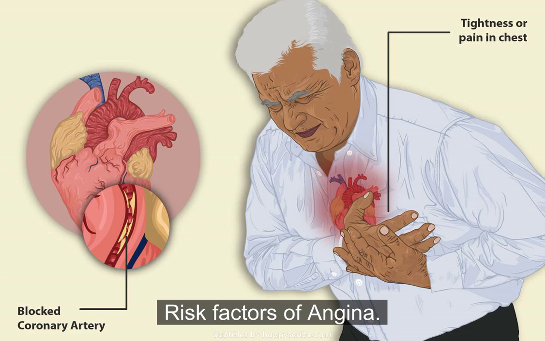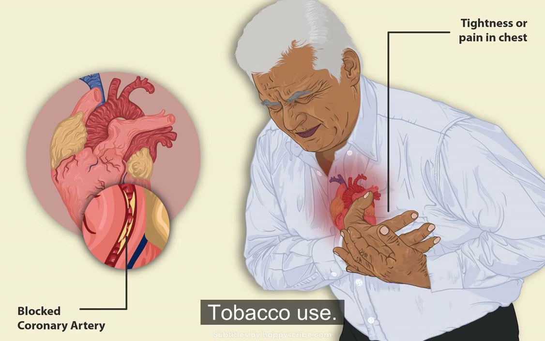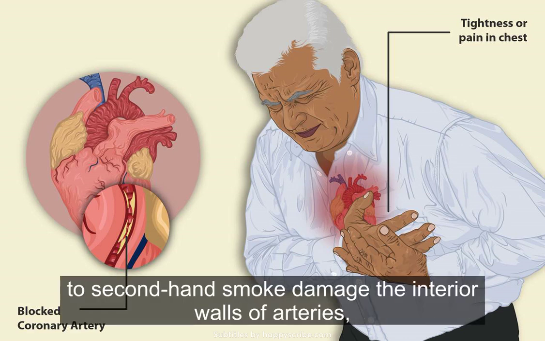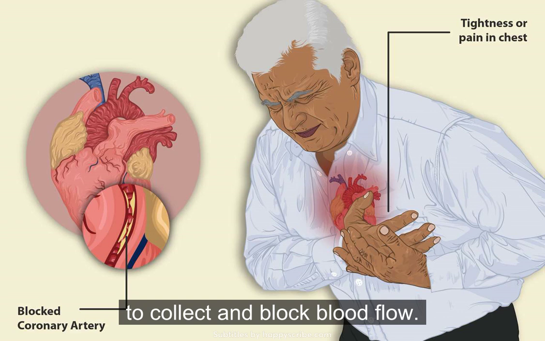Risk factors of angina. The following risk factors increase your risk of coronary artery disease and angina. Tobacco use. Chewing tobacco, smoking and long-term exposure to secondhand smoke damage the inner walls of arteries, including arteries to your heart, allowing deposits of cholesterol to collect and block blood flow.